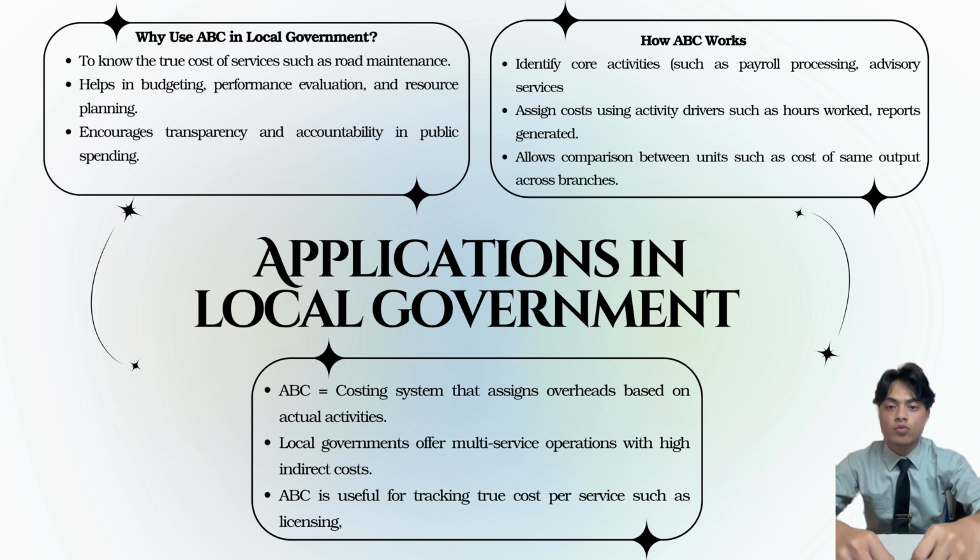Firstly, it helps to know the real cost of each public service. For example, if two branches issue the same number of licenses, but one is more costly, ABC can explain why. Secondly, it supports better budgeting, performance evaluation, and resource planning. This is especially useful when resources are limited. Lastly, it promotes transparency and accountability, allowing government agencies to justify how and where public money is spent.